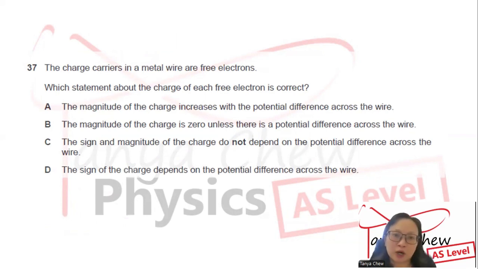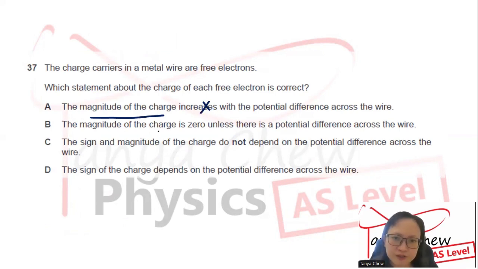Question number 37, the charge carriers in a metal wire are free electrons, which is true. Which statement about the charge of each free electron is correct? Let us look at the answers one by one. A, the magnitude of the charge increases with potential difference across the wire. Magnitude of the charge increases? No, it would not increase.